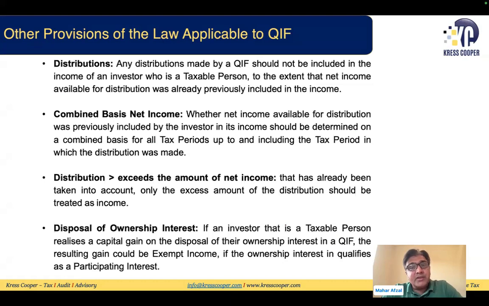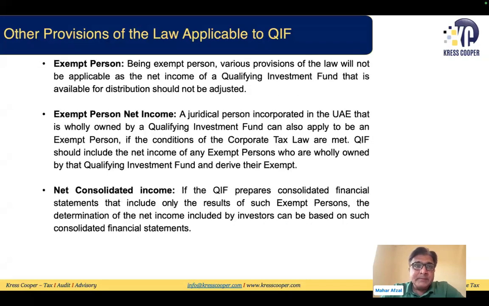So on an overall basis, how much net income they have recognized and how much is the total distribution, we need to look into the as-on numbers. If the distribution exceeds the amount of net income, the individual investor will be subject to further tax. Disposal of ownership: if the investor, that is a taxable person, realizes a capital gain from an investment in the fund, then we need to look at whether they are satisfying the capital investment condition, this participation interest condition. If they are satisfying, then it will be exempt, otherwise it will be subject to tax.